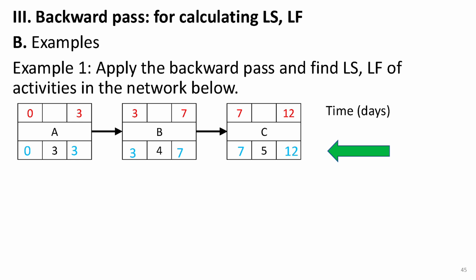Keep in mind that the start of the first activity, which is A in this case, must always be 0. If it's not, then something is off with your calculations. Make sure to check everything carefully. And that's how the backward pass works in a simple network.